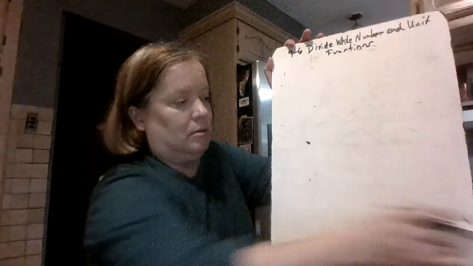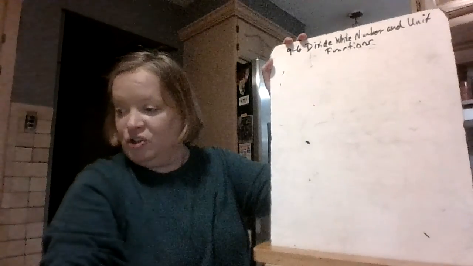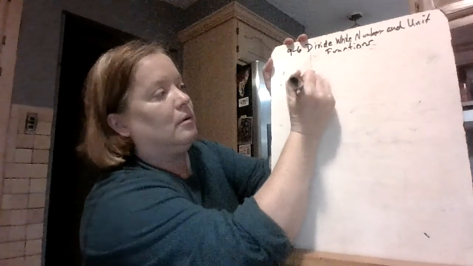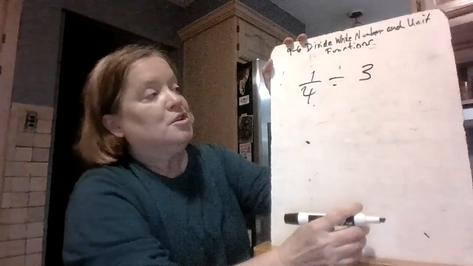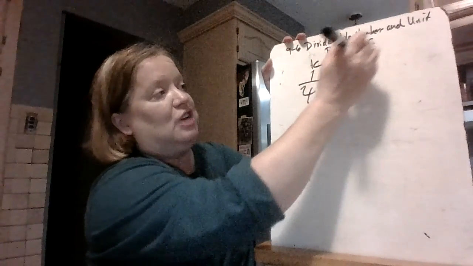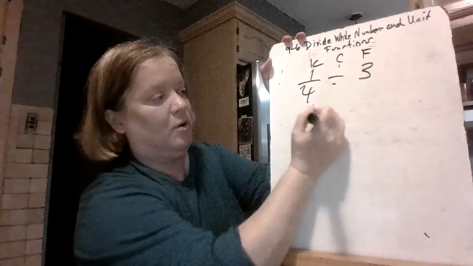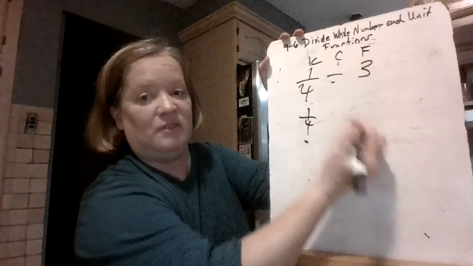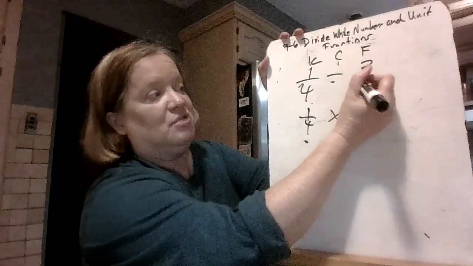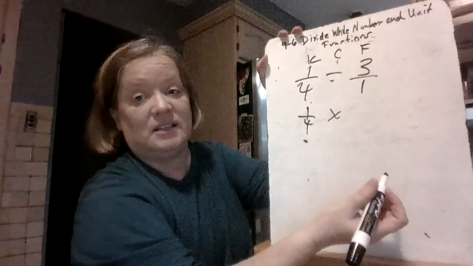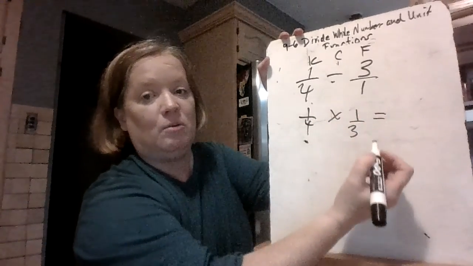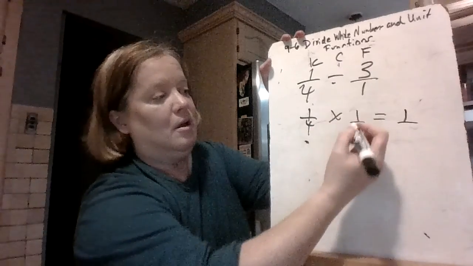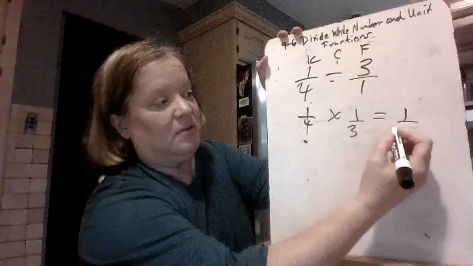Okay, here we go. Let's do 1/4 divided by a third. I'm sorry, 1/4 divided by 3. So again, keep, change, flip. I'm going to keep the 1/4, change the sign from division to multiplication. This is really 3 over 1 because 3 is the same as 3 over 1. I'm going to flip it to its reciprocal, which is 1/3. Multiply my numerators. 1 times 1 is 1. Multiply my denominators. 4 times 3 is 12.